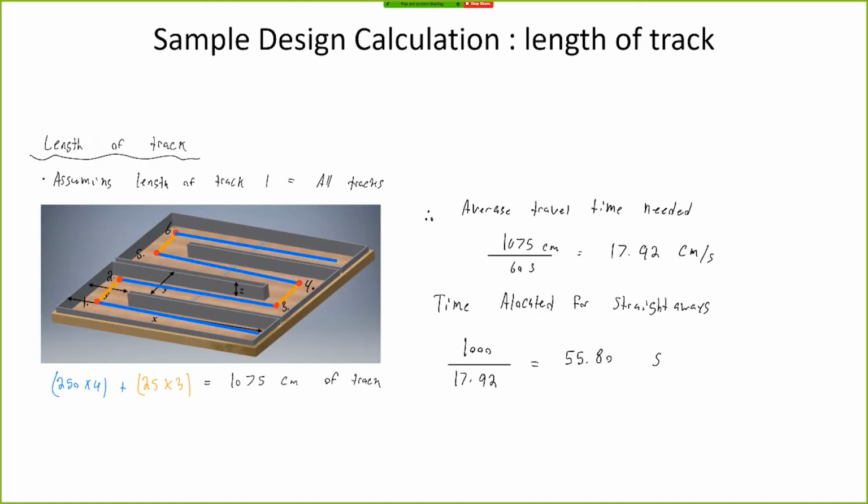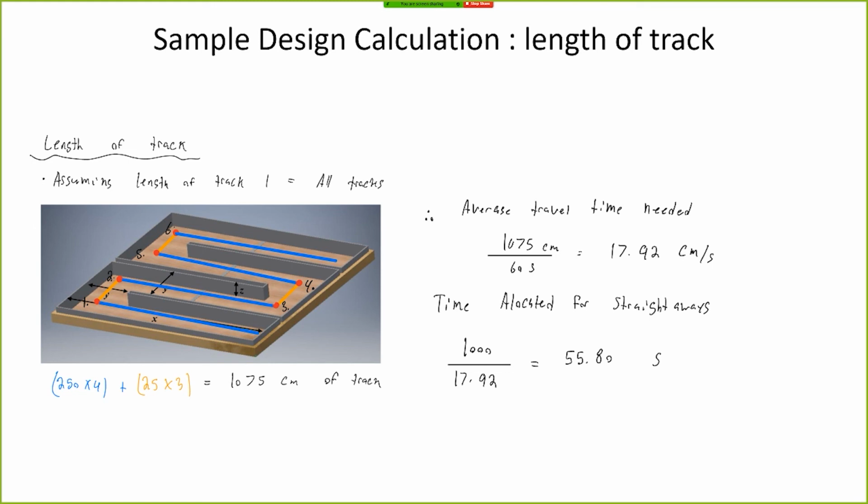Next, we'll be talking about the track. As shown on the bottom left, our track comprises 4 segments of straightaway at 275 centimeters each, and 3 segments of turning at 50 centimeters each. In order to give ourselves the best opportunity to complete the course, we're going to give ourselves a buffer of 25 centimeters for each section. This results in 250 centimeters for straightaway and 25 centimeters for turning. Adding it all up, we get a total track distance of 1,075 centimeters.